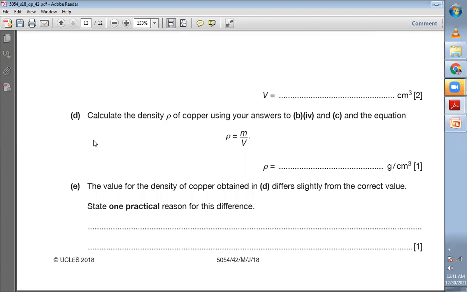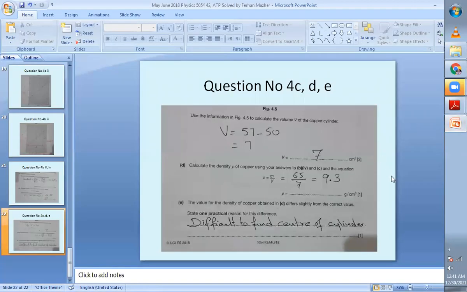The value for the density of the copper obtained in part D differs slightly from the correct value. State one practical reason for this difference. You see, we have used a measuring cylinder here to find the volume of the copper. So there is a possibility that when you put the copper cylinder into the measuring cylinder, the water might have splashed and some water might have got out of the measuring cylinder. That can change the volume of the water, and that will change your results. Okay, so that can be one reason. There can be many others.